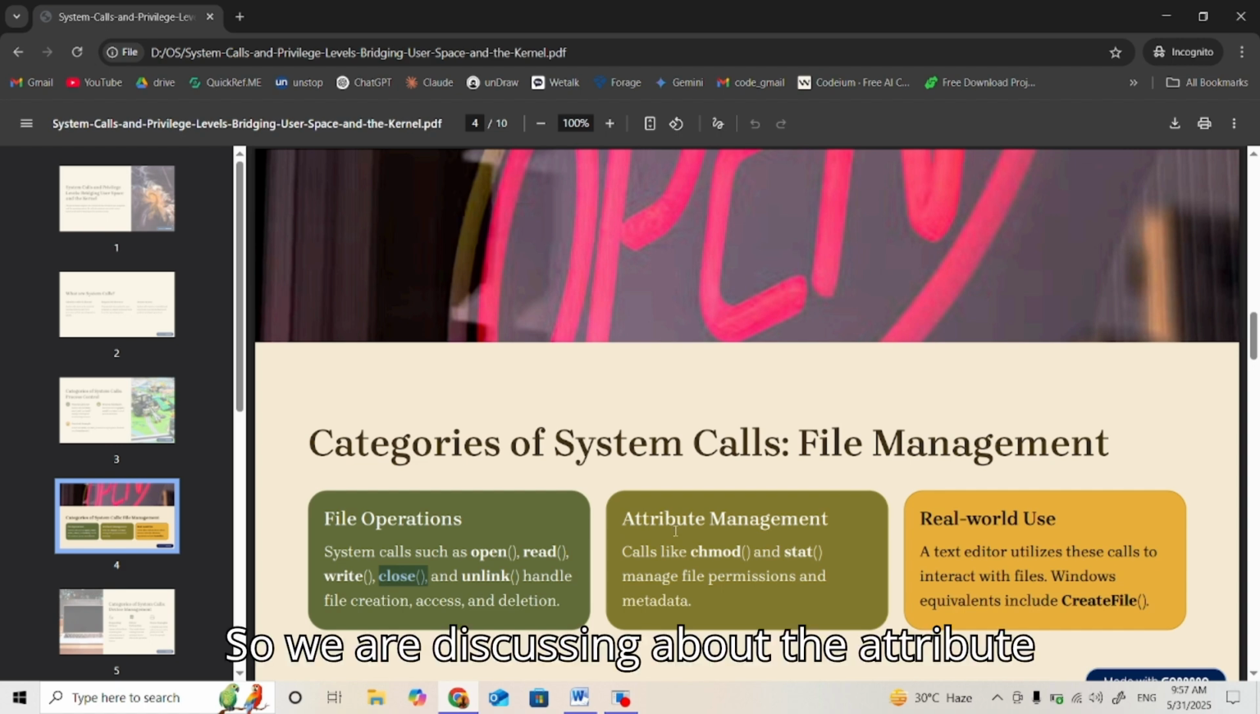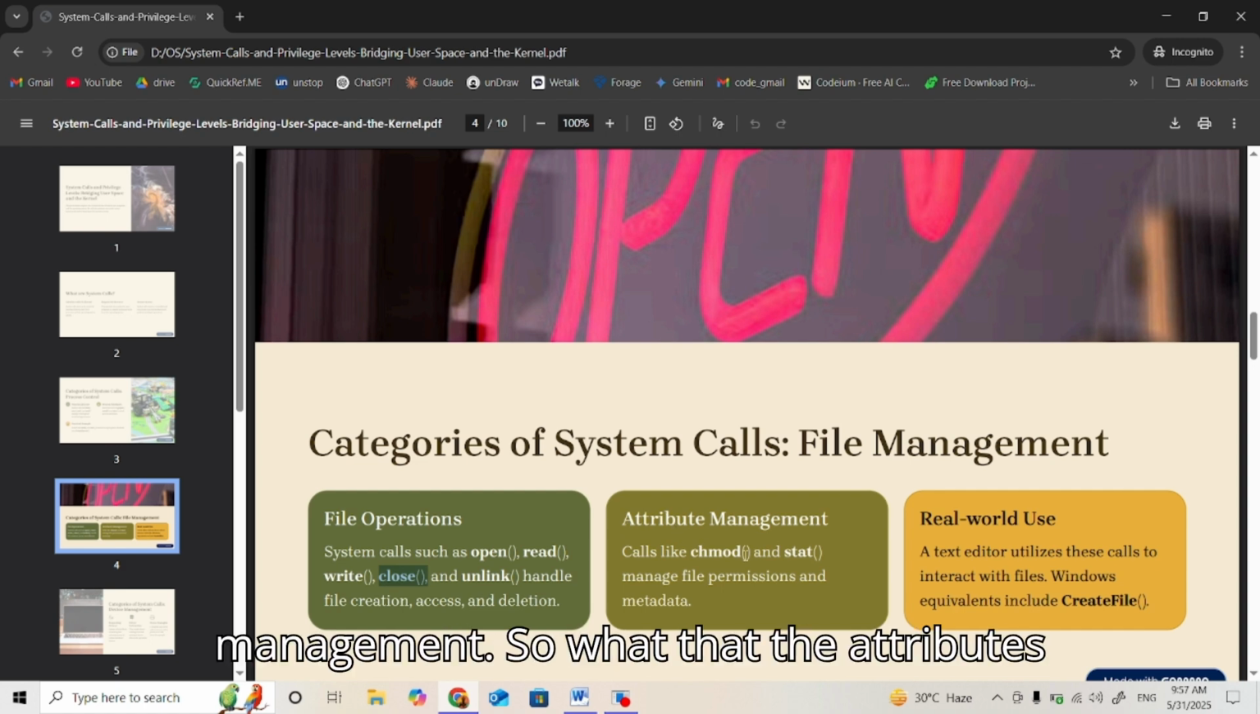Now we are discussing attribute management. So what is attribute management?